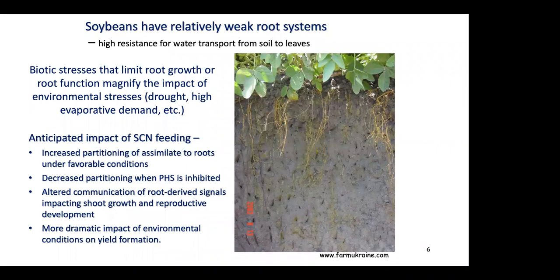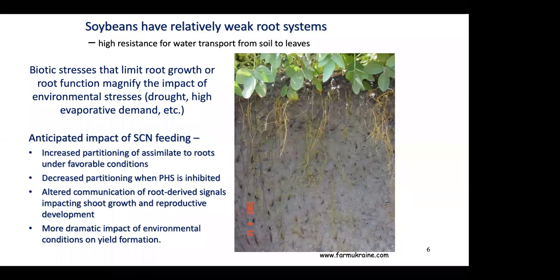The backdrop for that discussion is that soybeans just have a pretty weak root system. It's kind of fibrous, it doesn't go that deep. It has a lot of resistance for water transport. So it's a background from which, if you change its capacity for doing what it ordinarily does, water transport, nutrient transport, sending signals to the shoot, then the environment's impact is even greater.